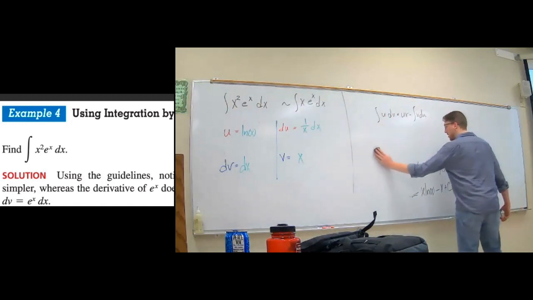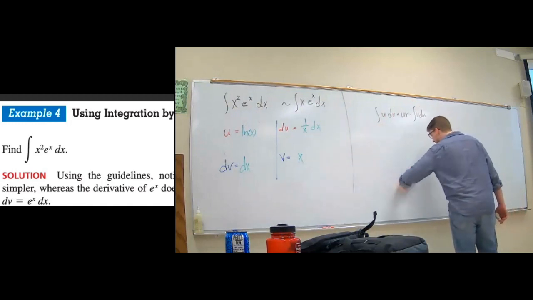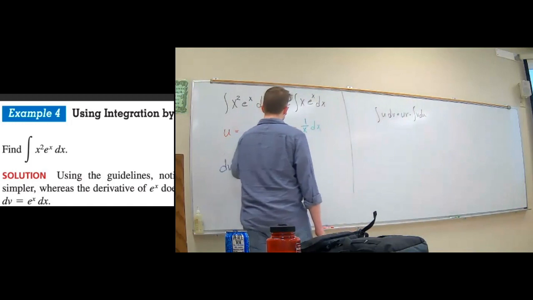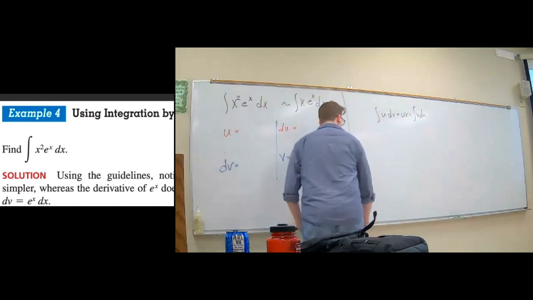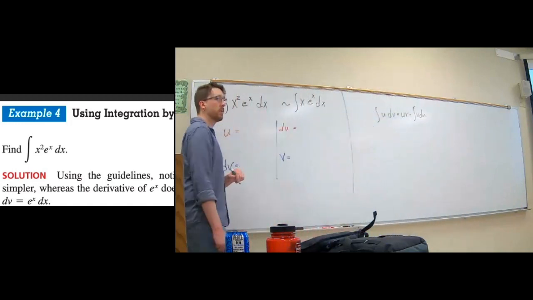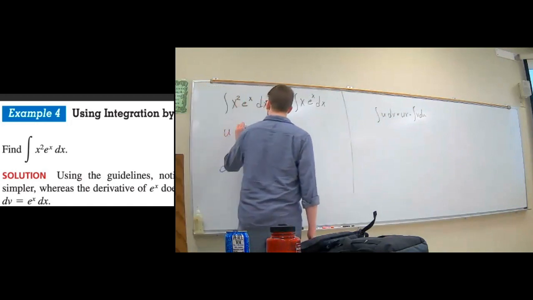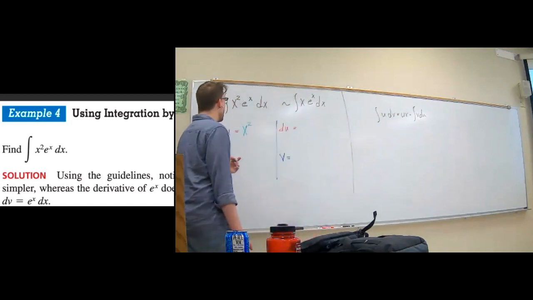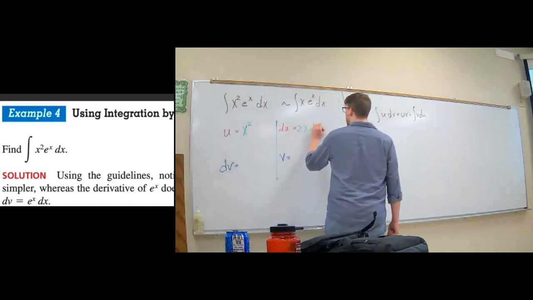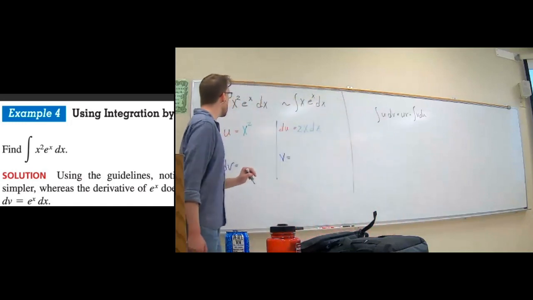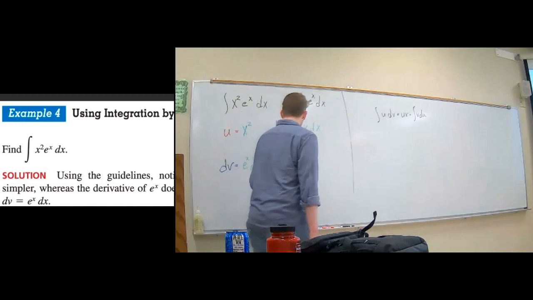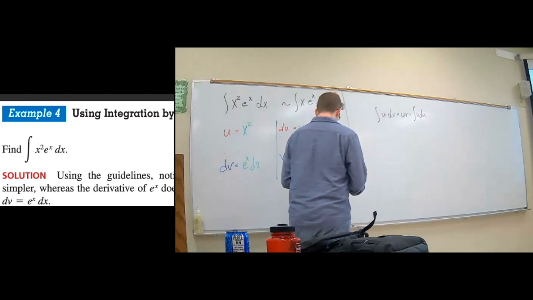If that's the case, then what are we going to set u equal to? Well, if it's going to be similar, shouldn't u be x squared? And then du would be 2x dx, 2x dx. dv would be e to the x dx. And v would be just e to the x.